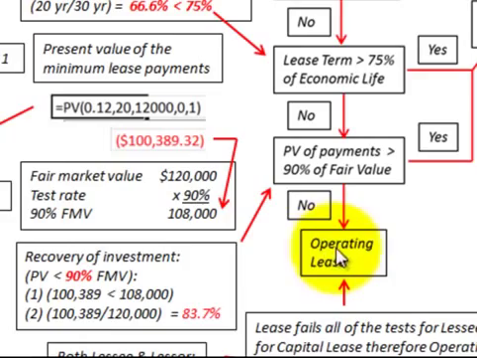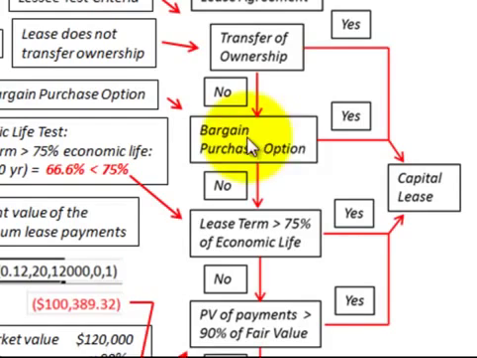So we have now not passed any of those four tests, so that means we're classified as an operating lease. So these four tests that we looked at: the transfer of ownership, the bargain purchase option, the lease term greater than 75% of the economic life, and the present value of the lease payments has to be greater than 90% of the fair value. These are the four test criteria that you would be using for the lessee when you're determining if it's a capital lease or an operating lease.